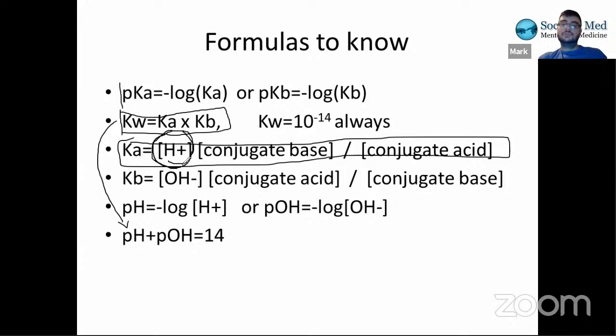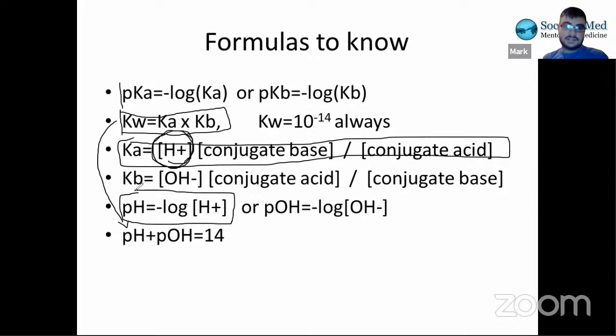So this is usually what you'll be solving for using this equation. Simply just memorize it. There's nothing else to really say. Kb is the same thing, except you're finding the concentration of OH minus, and you're flipping conjugate acid or base. Very simple. And then you have here, which is pH equals negative log of concentration of acid. Again, it works exactly the same way as pKa and Ka.